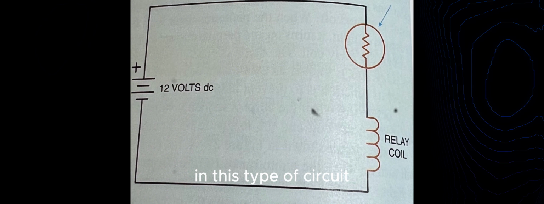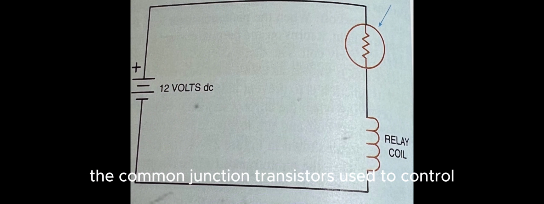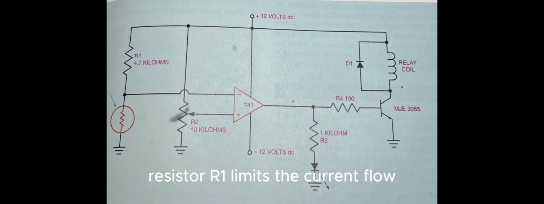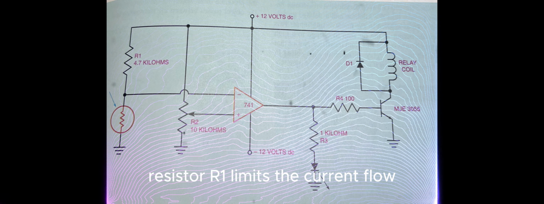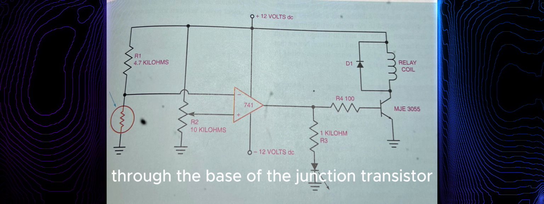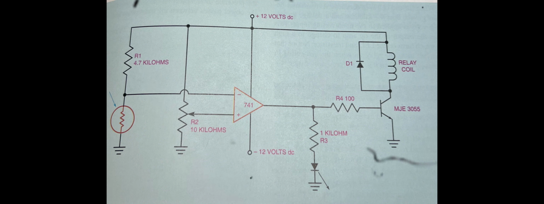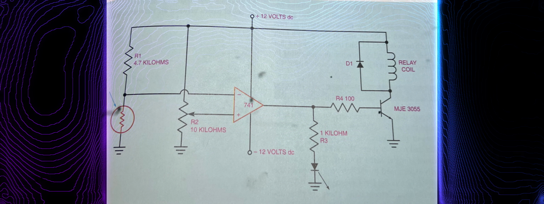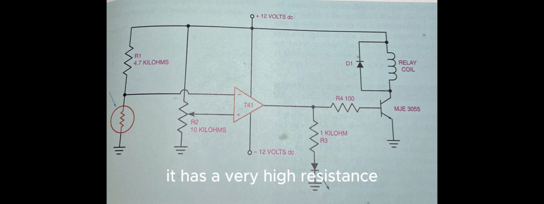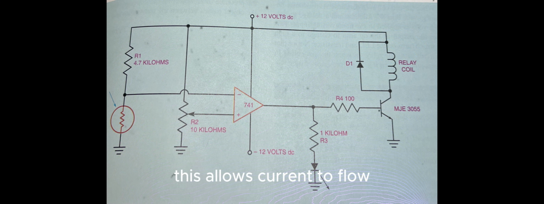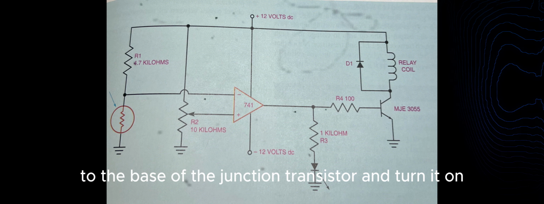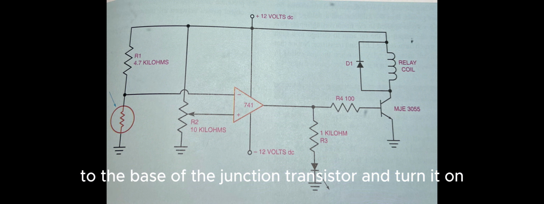In this type of circuit, the common junction transistor is used to control the current flow through the relay coil. For example, resistor R1 limits the current flow through the base of the junction transistor. When the phototransistor is in darkness, it has a very high resistance. This allows current to flow to the base of the junction transistor and turn it on.